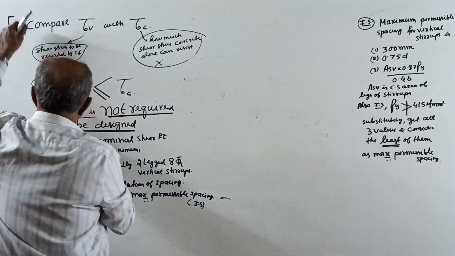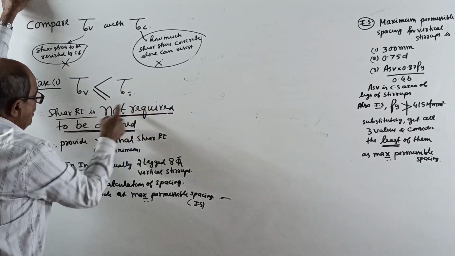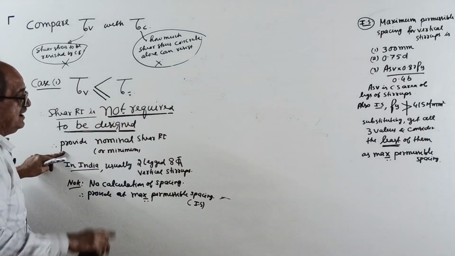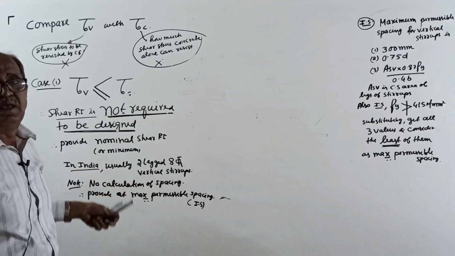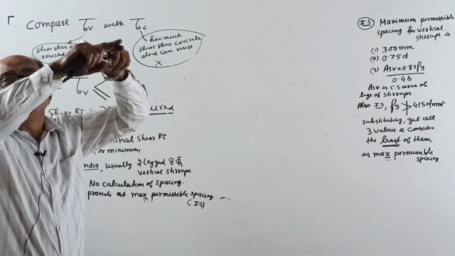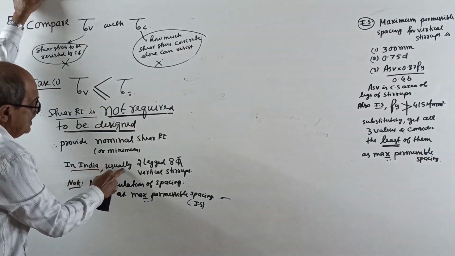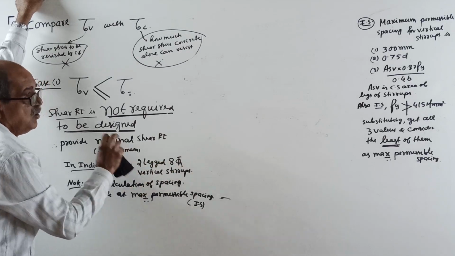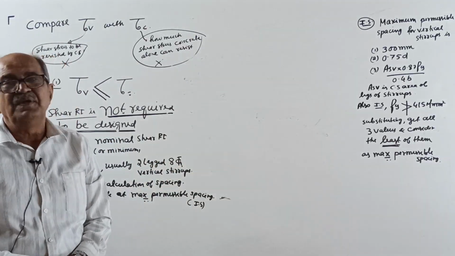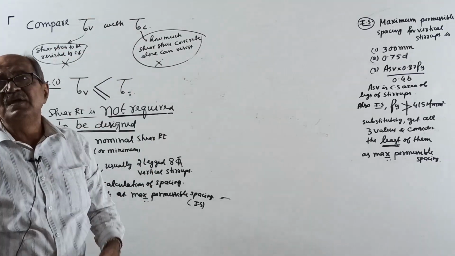Now, tau V less than or equal to tau C means shear reinforcement is not required to be designed. Provide nominal or minimum shear reinforcement. See, there you don't take money, but here you have to provide nominal stirrups. In India, we usually provide two-legged 8 mm vertical stirrups. In any building you see in India, whether shear reinforcement is required or not, the stirrups will always be the minimum.